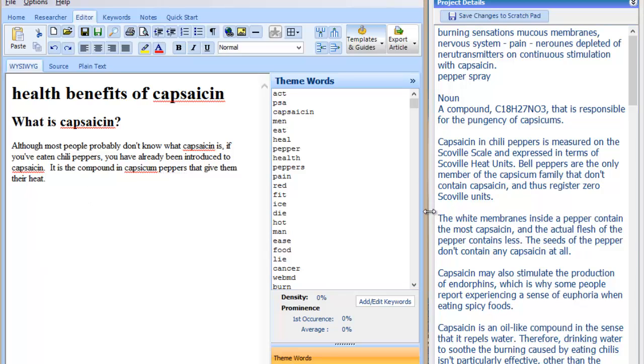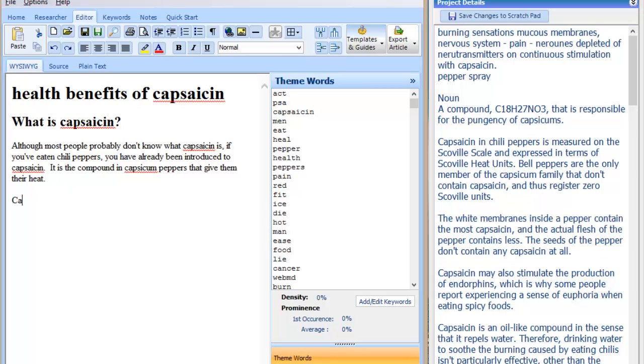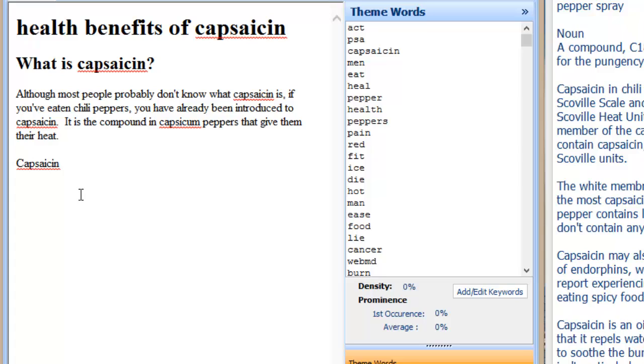Okay, I'm going to address this a little bit now. The white membrane inside the pepper contains most of the capsaicin. And this isn't my finished article over here. I'm just trying to get the notes from here over into an article in my own words, and then I can rearrange and modify as I see fit.